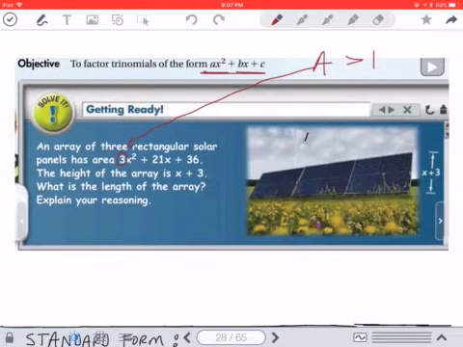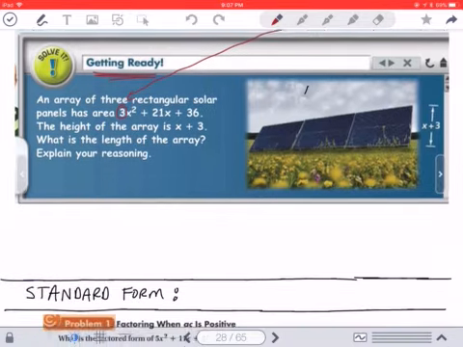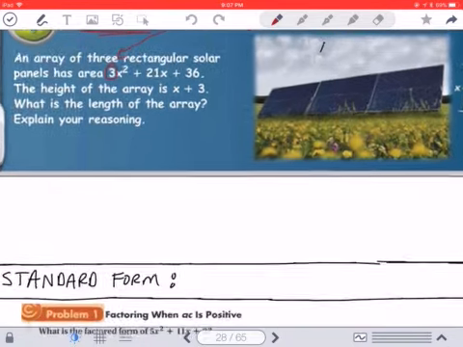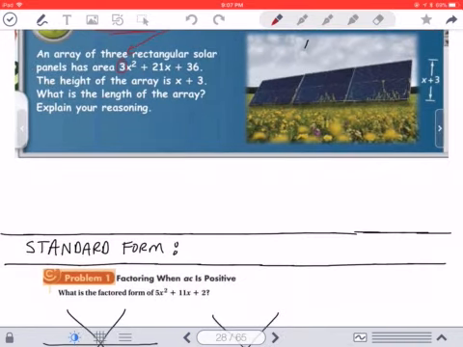So how would you do this? Well, you've got this solar panel here. Read the getting ready problem, pause the video, and try this one on your own. All right, assuming you've given it a go here, let's use the box method to figure this one out.